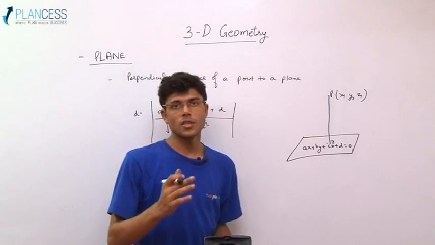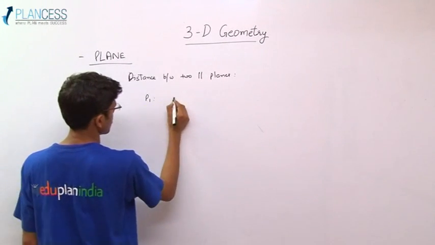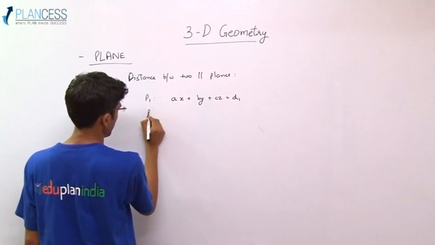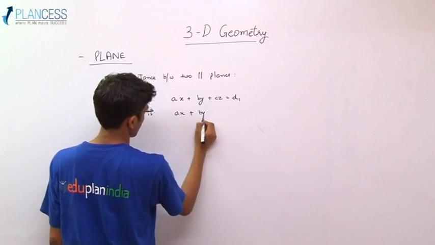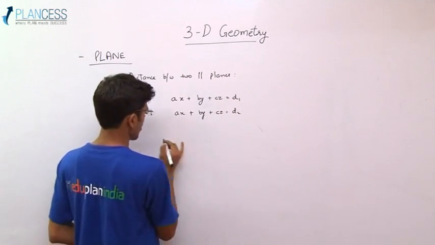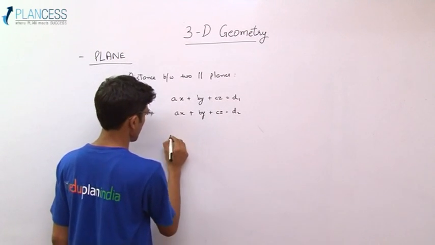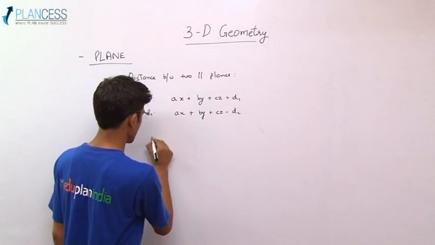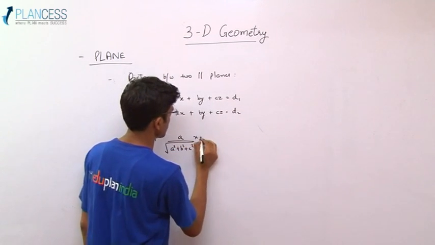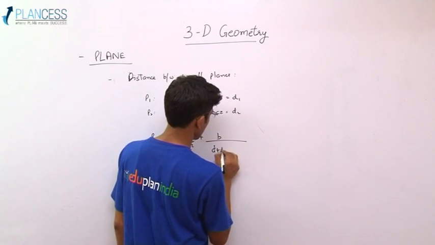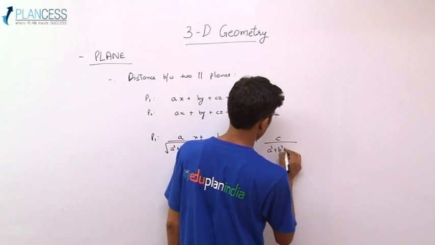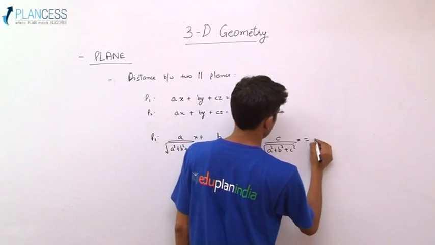There is also a notion of the distance between two parallel planes. Say plane first is and plane second is. The planes are parallel, so the normals have same direction ratios. So the way to find the perpendicular distance between them is that first convert these direction ratios into the direction cosines. So we can rewrite plane 1 as a upon square root of a square plus b square plus c square x, similarly, b upon square root of a square plus b square plus c square y plus c upon square root of a square plus b square plus c square z is d1.